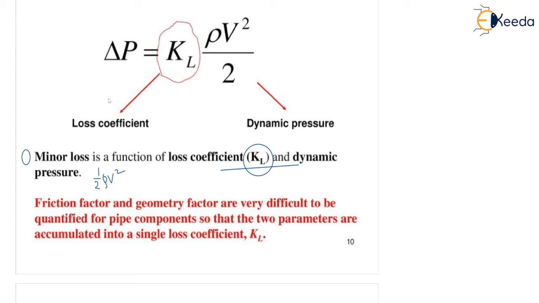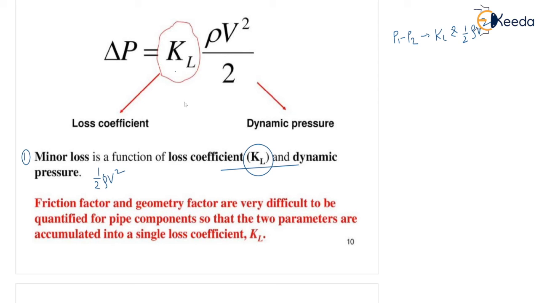So the minor loss delta P, that is P1 minus P2, is what we are talking about. I'm writing here that P1 minus P2 is a function of loss coefficient K_L and dynamic pressure half rho V square. That is what is written here: K_L into half rho V square.